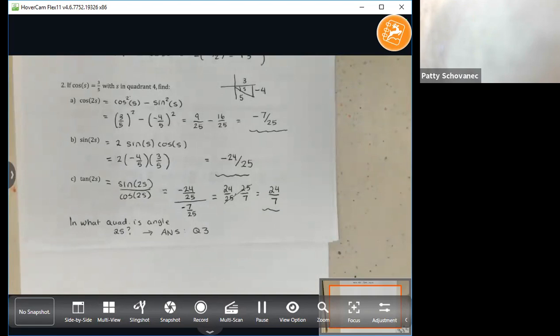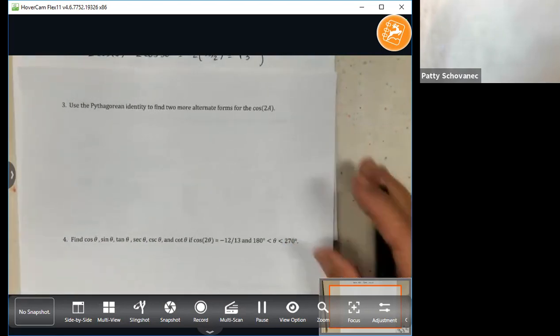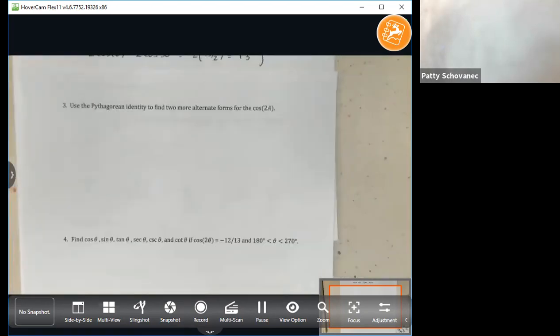There are actually 3 forms of the identity for the double angle for the cosine. And in the next example, we're going to generate all 3 forms. We already have one of them, so we're going to generate the other 2. So in my next example, use the Pythagorean identity to find 2 more alternate forms for the cosine of twice an angle.